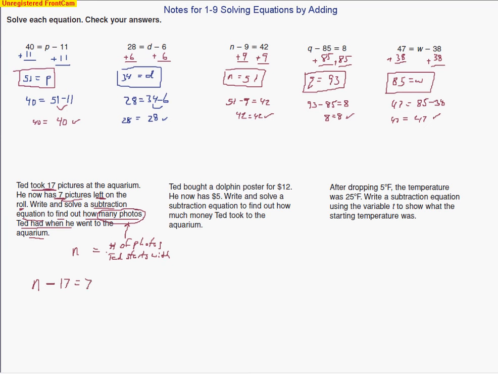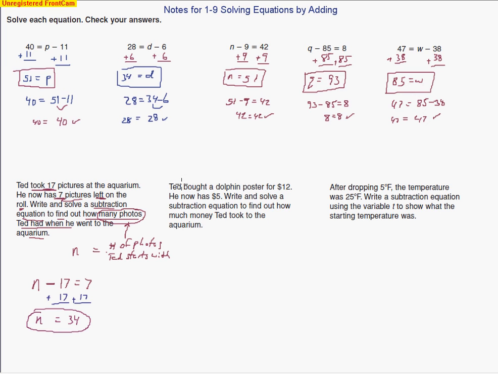So that's our equation, and now we're going to solve it by doing an opposite operation. We're going to add 17 to both sides. When I do that, I now have n equals 34. So that's how many pictures he started with, and he had 7 left over after he took those 17 photos.